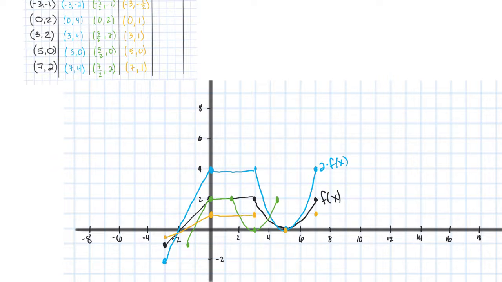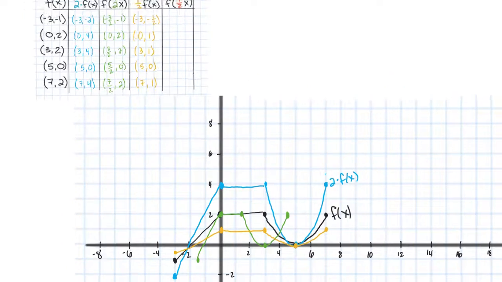When I plot each of those points for our yellow function here, you can see our graph has the same shape, but it has been vertically compressed, smushed from the top and the bottom.